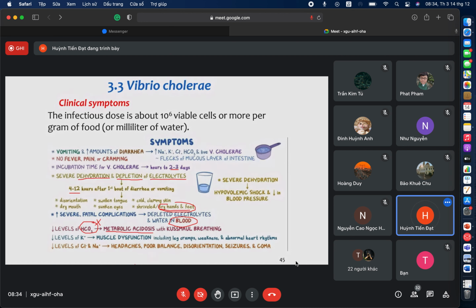That's serious. It can reduce the level of potassium, leading to muscle dysfunction, because potassium is intracellular and involved in muscle contraction. The levels of chloride and sodium also deplete. It can lead to headache, poor balance, orientation changes, and coma. Coma means the state where we do not recognize anything. Dangerous.